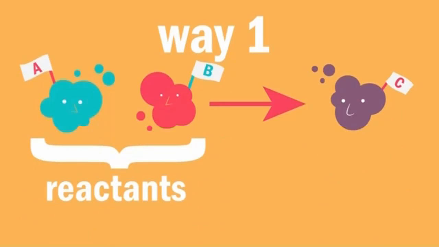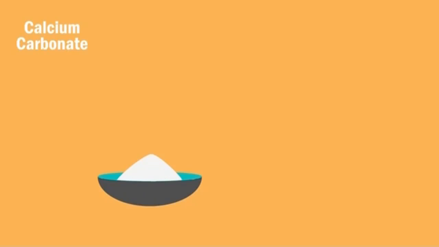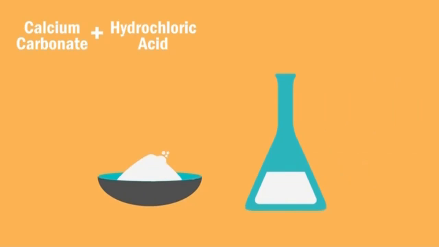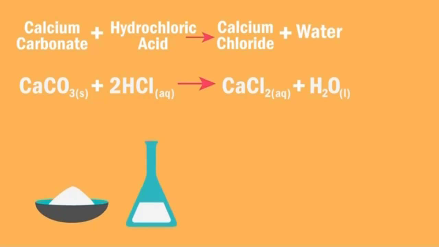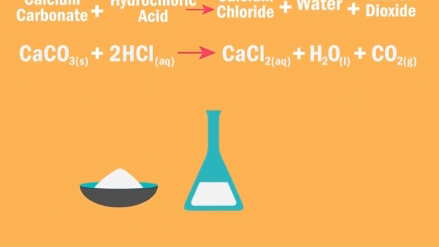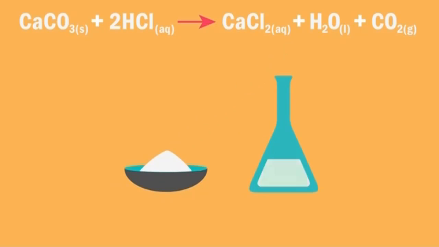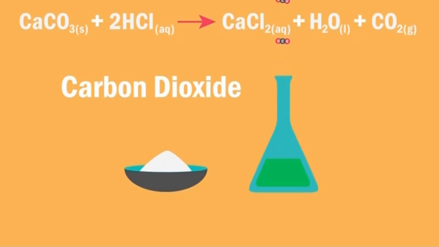Our example for way 1, measuring how quickly reactants decrease, is a reaction between marble chips, calcium carbonate, and hydrochloric acid. This reaction can be represented by the following equation, made up by the reactants calcium carbonate and hydrochloric acid, resulting in the products calcium chloride and water and carbon dioxide. As the reaction proceeds, the reactants lose mass because carbon dioxide gas is given off.